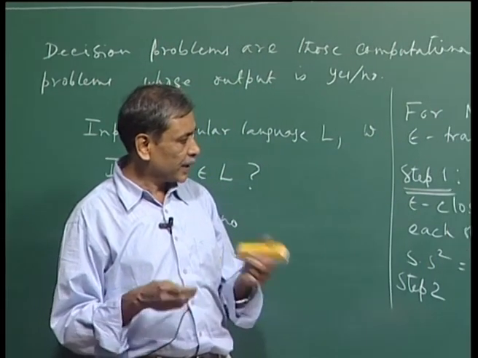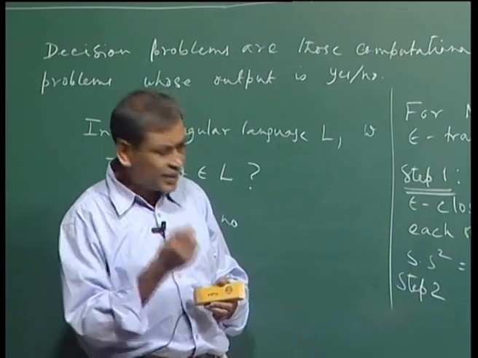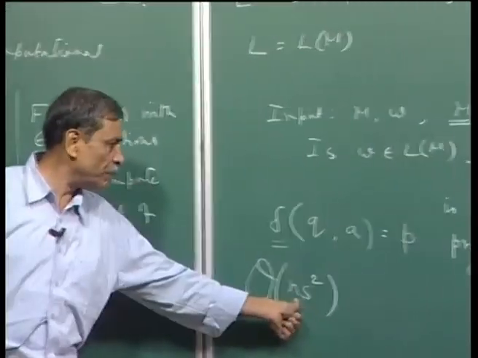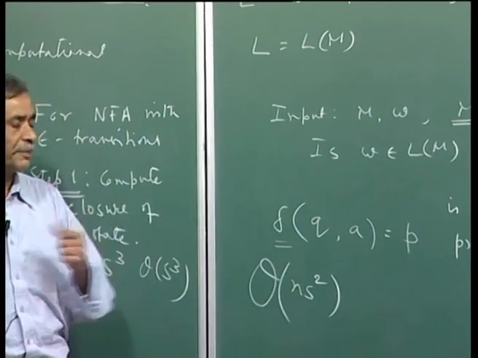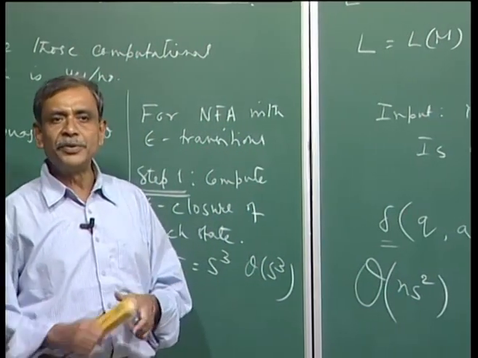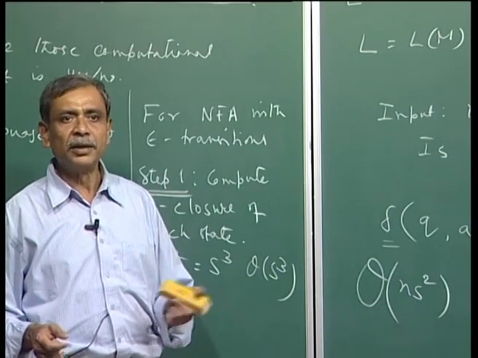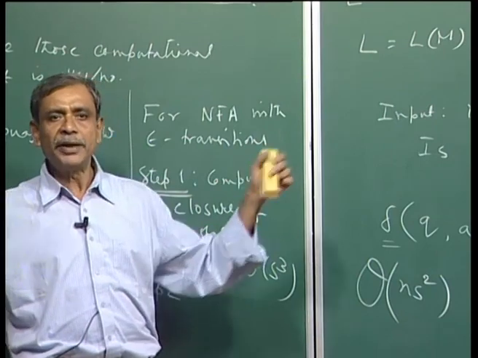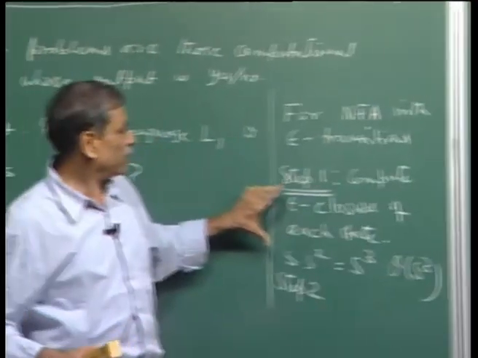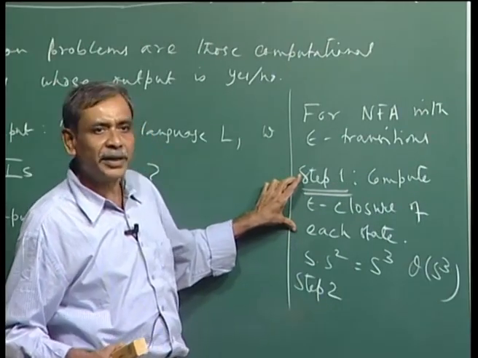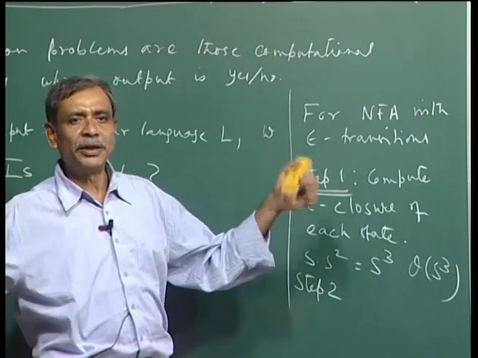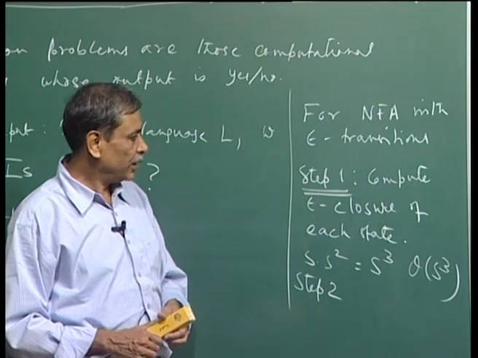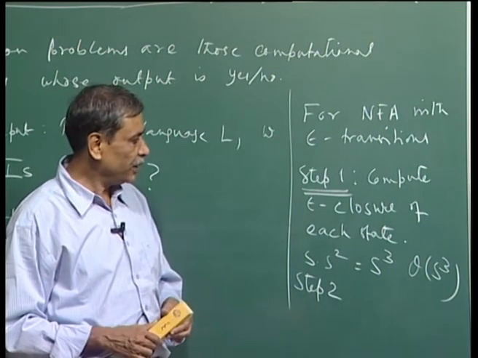So that is again S squared, and then again see the same thing, that is the old thing. This part is same, S squared per symbol, and then we need to take the epsilon closure of these, but I have already done the epsilon closure of each state here. So, it will basically boil down to taking the union of certain states, and that also can be done efficiently.